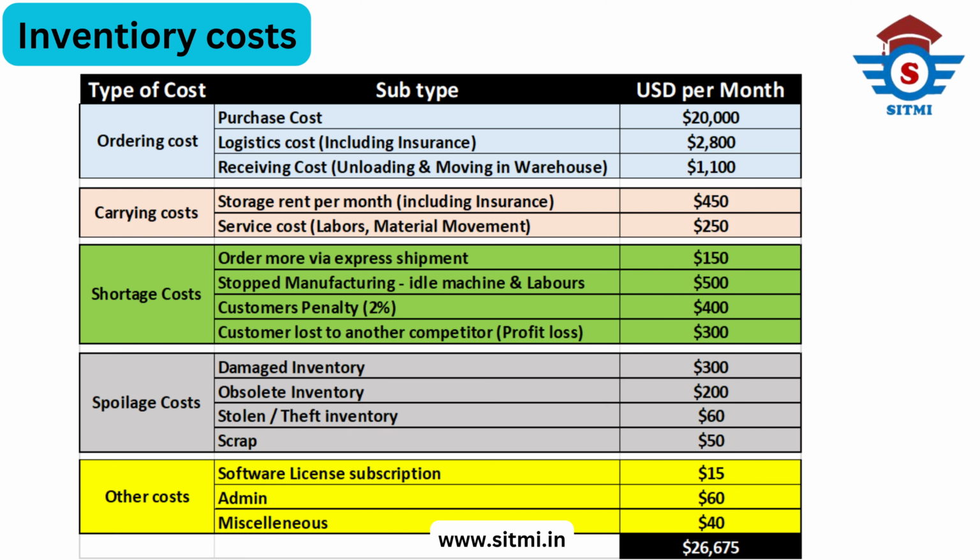So overall, when you sum up all these costs, it goes beyond only the ordering cost of inventory. Usually we only see ordering cost as an inventory cost, but there are several different costs which add up to the total inventory cost, which includes carrying cost, shortage cost, spoilage cost, or even other cost.